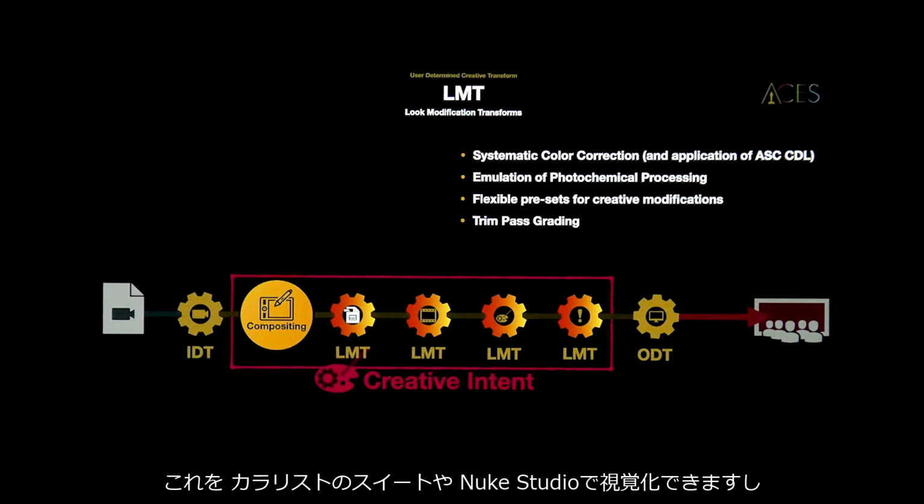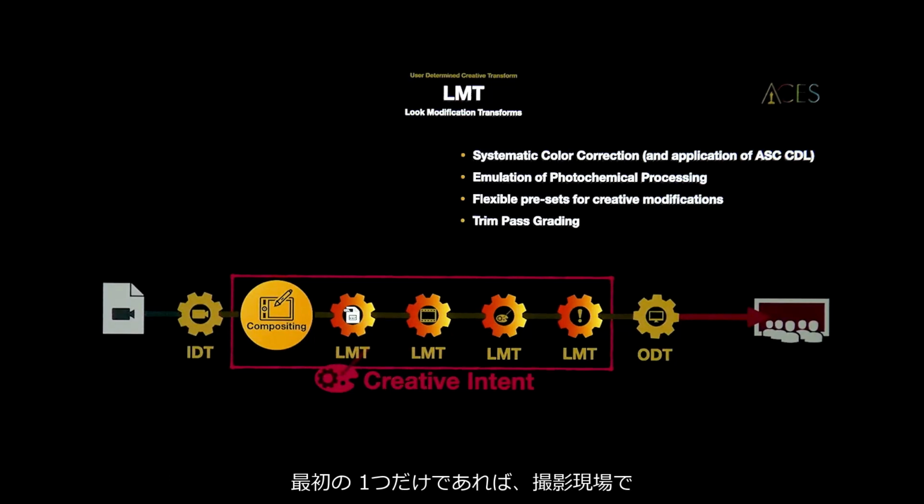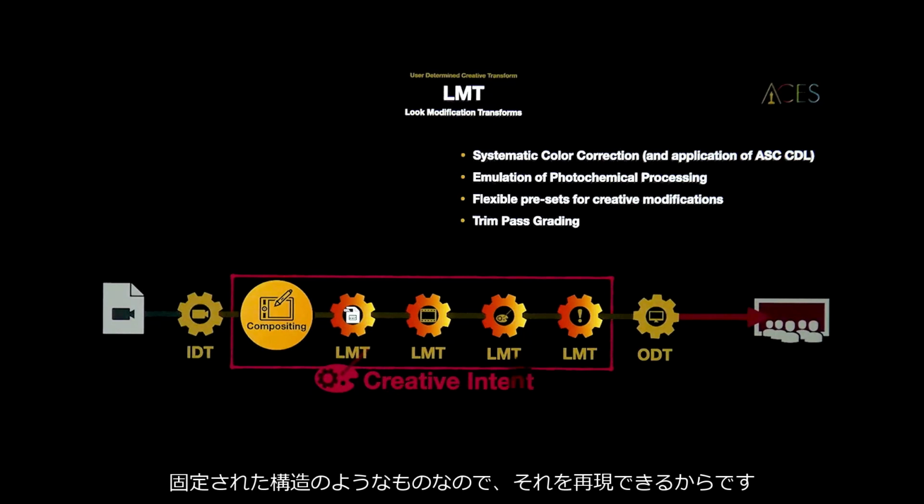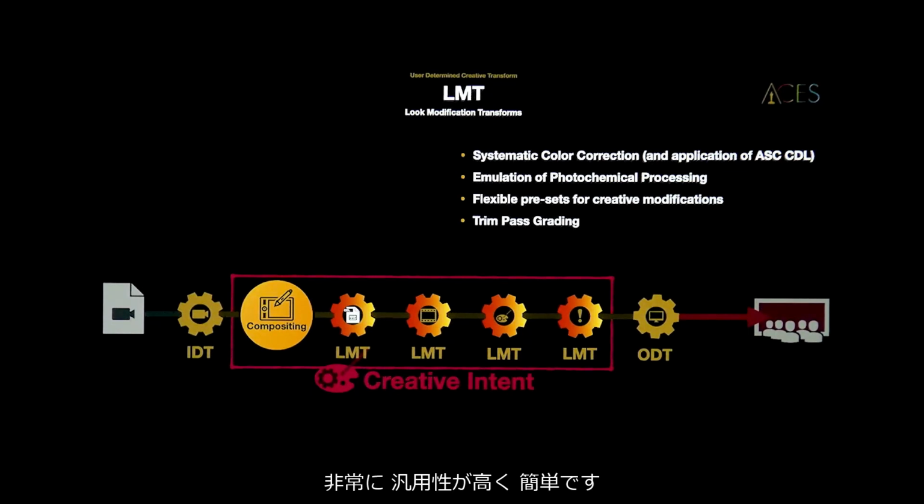You can visualize this in the suite of the colorist, or in Nuke Studio, for instance, or on set. If you have a colorist on set, you can apply the whole thing on set, because this is a fixed structure that you can reproduce. So it's very versatile and very easy, and it is way more difficult to get an error because it has been standardized. So that is the creative intent.